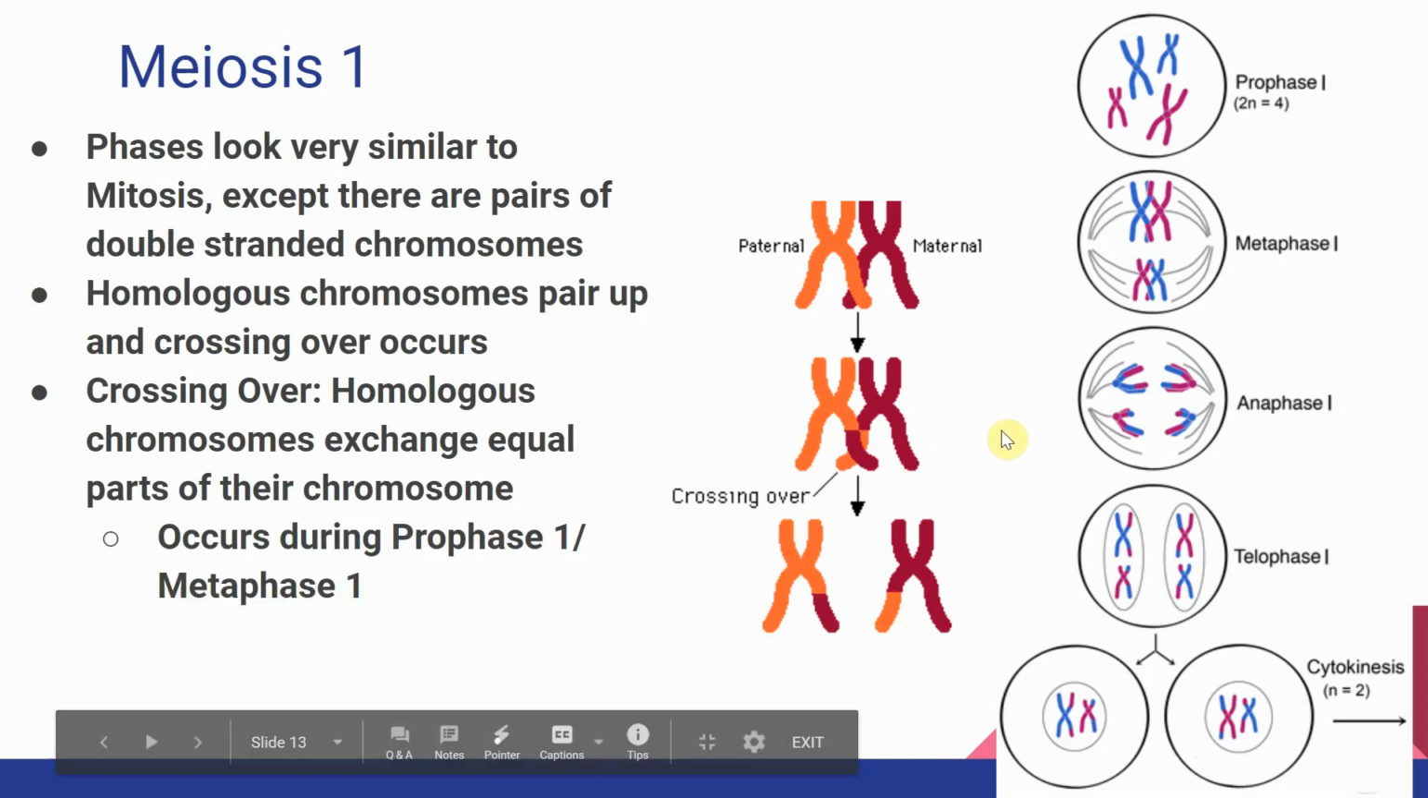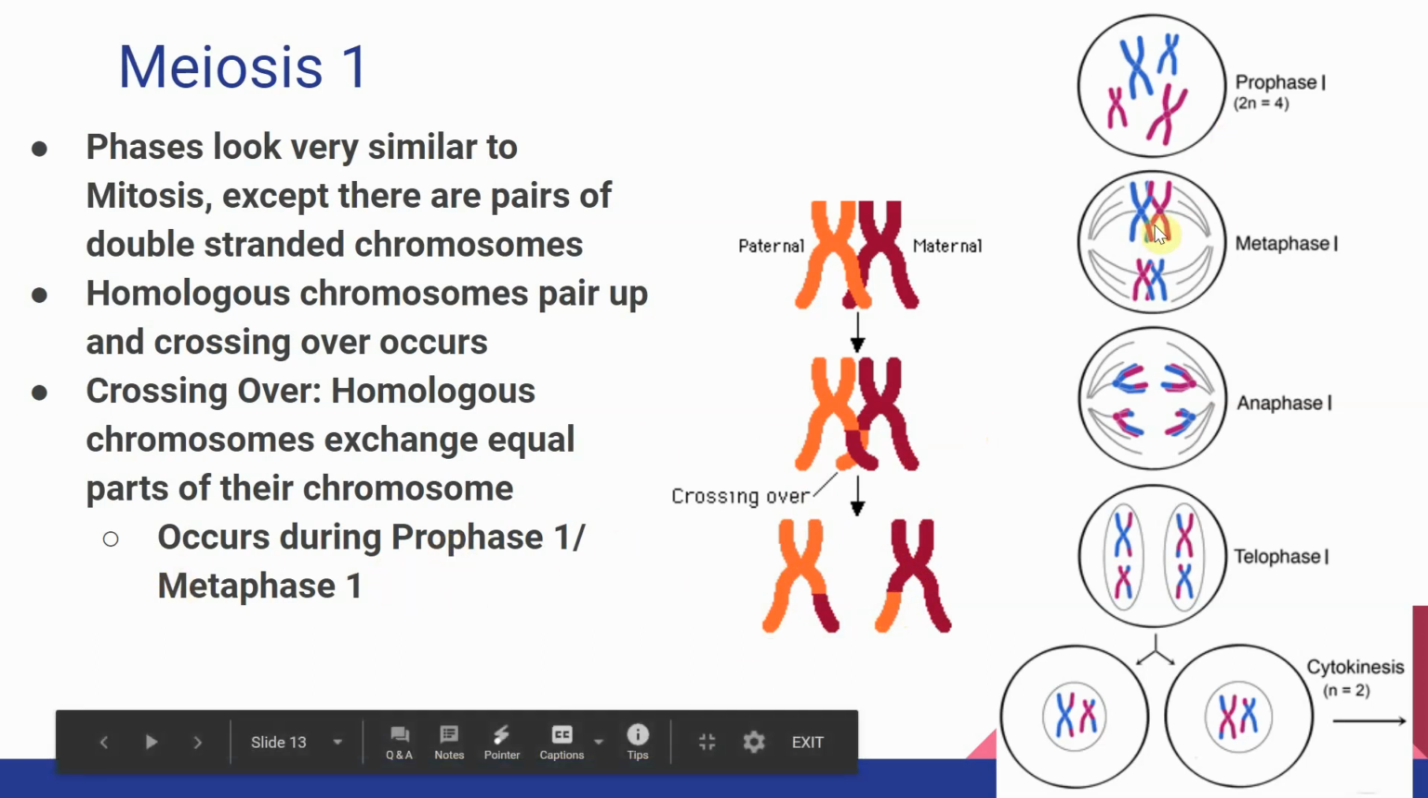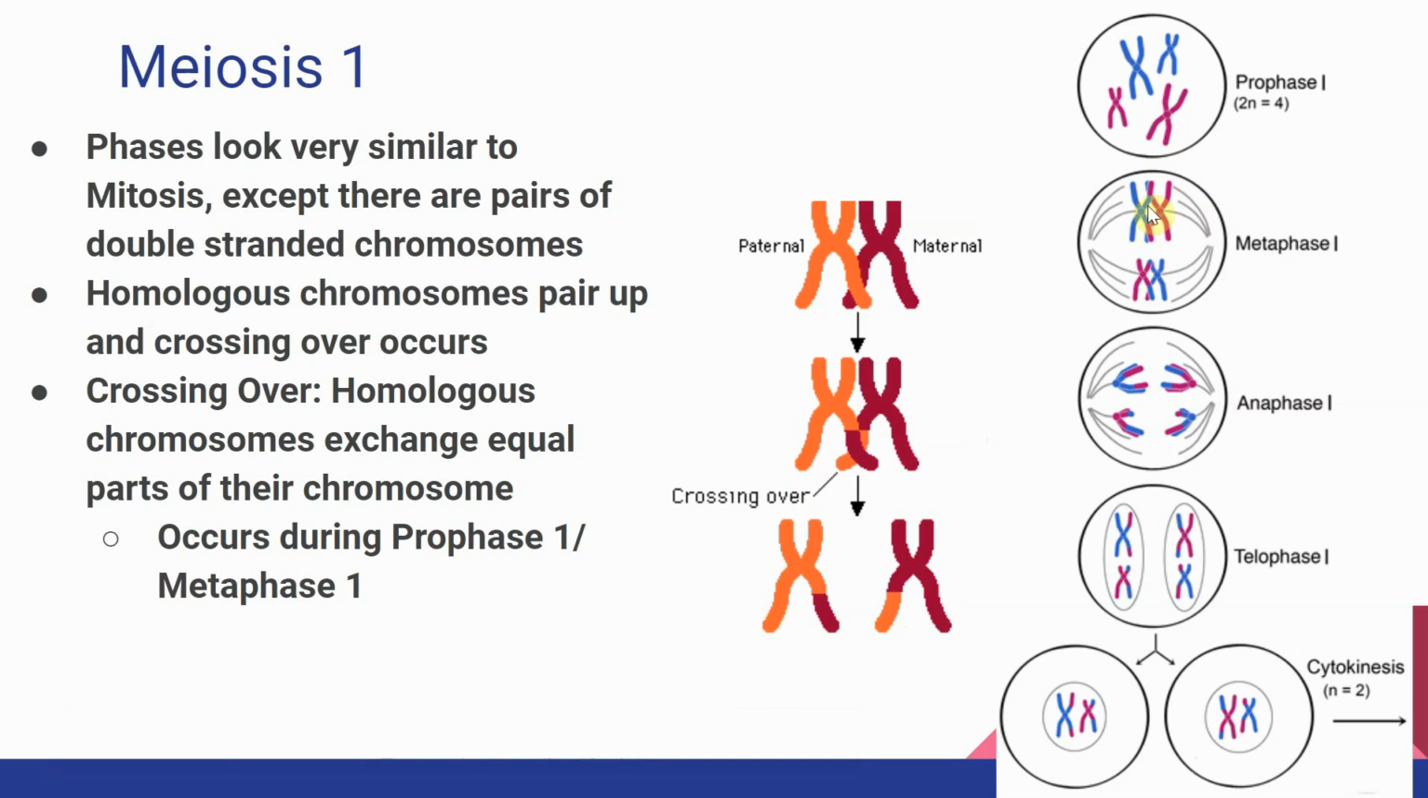When we're thinking about when crossing over occurs, it's during prophase 1 and metaphase 1. I know in this picture it really only shows that they're lined up in metaphase 1, but during prophase 1 they are going to start to move together and get into their homologous pairs. So this process of crossing over really kind of happens in this in-between stage as we're transitioning from prophase 1 to metaphase 1.